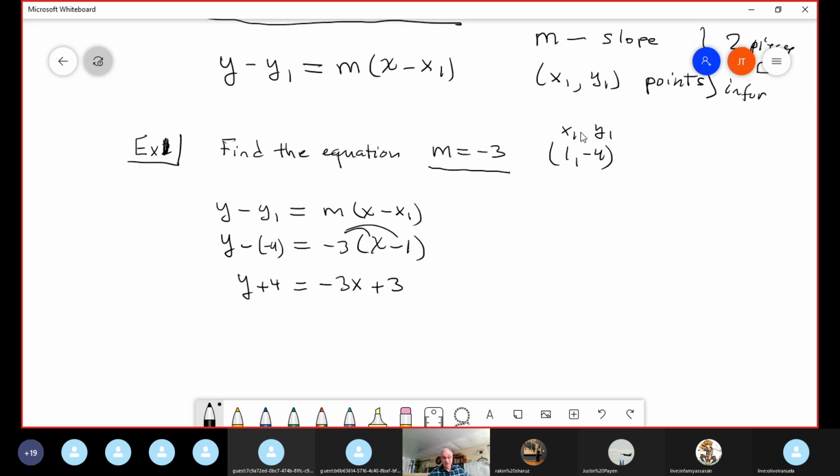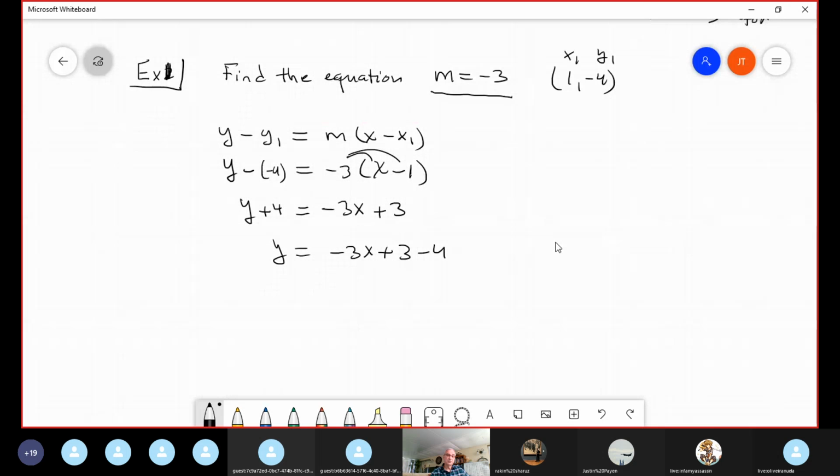And suppose I want to express the answer in slope-intercept form, that is, you isolate the y alone: y is equal to minus 3x plus 3 minus 4. I move 4 to the right hand side with negative 4. So I combine like terms, y is equal to minus 3x minus 1. And that's it. This is the equation of the line that satisfies this condition. The slope is negative 3 and passing through the point (1, negative 4). Okay? So it's very, very useful. When you have an arbitrary point and a slope, we can find the equation of the line using that formula.